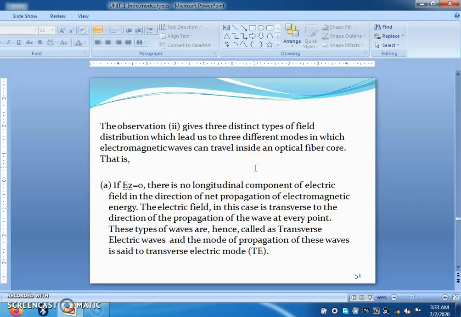Assume the first case, Ez is equal to 0. That is, there is no longitudinal component of the electric field in the direction of propagation. So the electric field in this case is transverse to the direction of propagation of the wave. These types of waves are called transverse electric waves. So the Ez component is equal to 0, but the Er and Eψ components will exist.